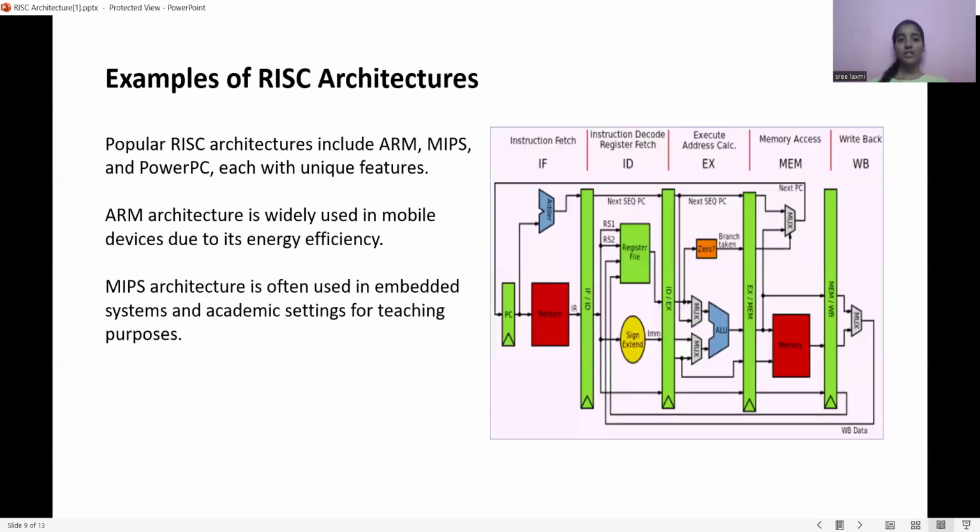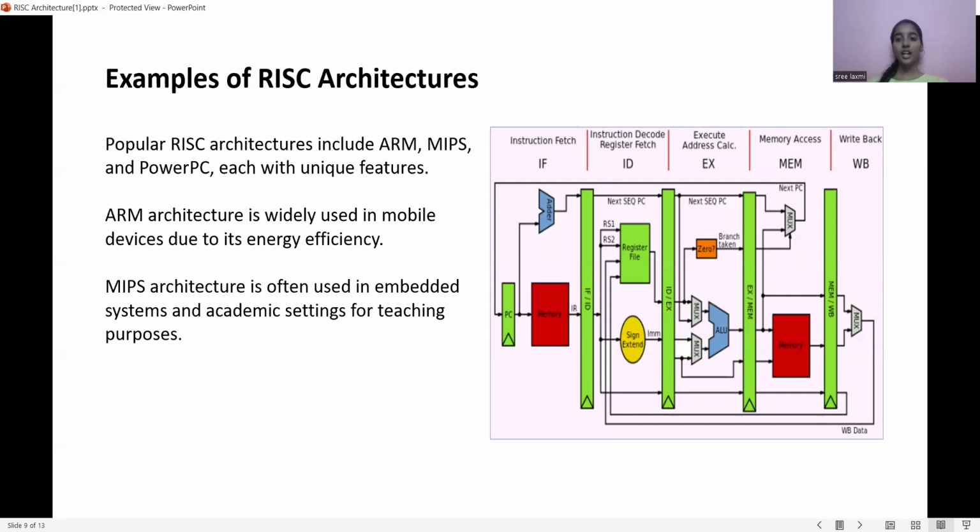Here are the examples of RISC architectures. Popular RISC architectures include ARM, MIPS, and PowerPC, each with unique features. ARM architecture is widely used in mobile devices due to its energy efficiency. MIPS architecture is often used in embedded systems and academic settings for teaching purposes.